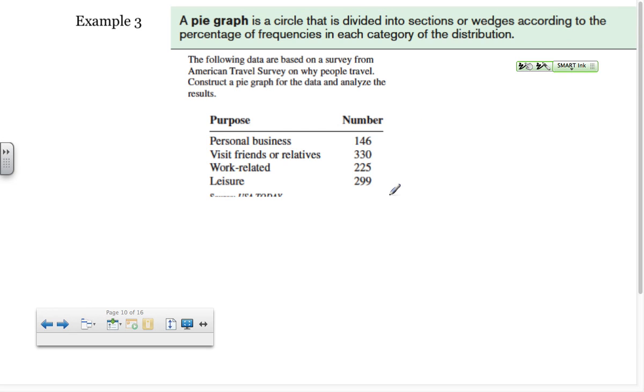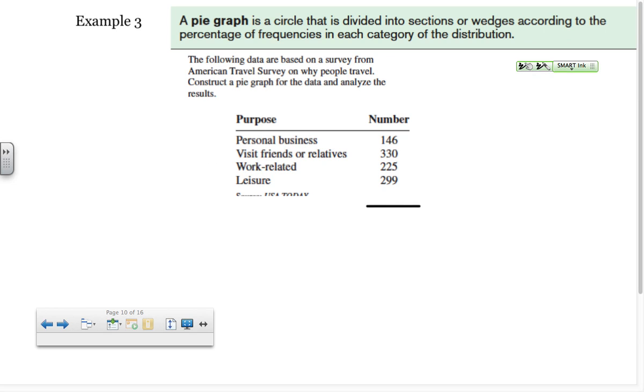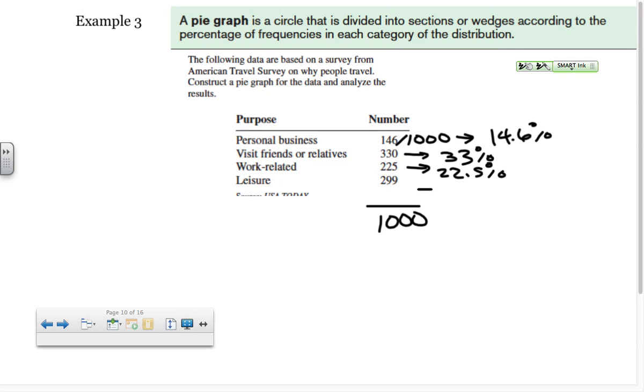percentages. So in order to do this in percentages, I need to find out what my total is. If I add all these numbers up, I get 1,000. And then to get my percentages, I take each one of the numbers and divide by 1,000. And that's going to give me a decimal that in turn is a percentage. So I'm going to make an assumption here that you can calculate percentages. So this is 14.6%, right? This one is 33%. This one is 22.5%. And this one is 29.9%, okay?